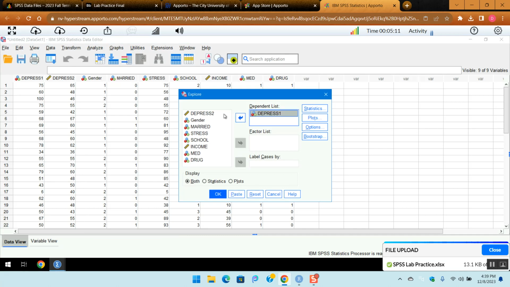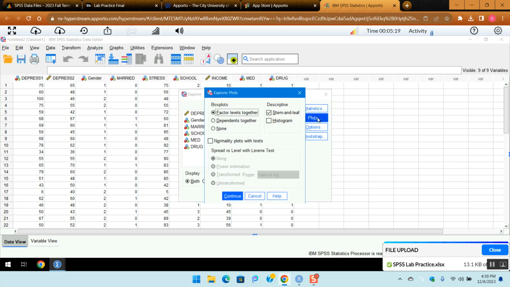And I'm going to just do these. I already have these means and standard deviations, so I'm just going to do plots. I don't want stem and leaf, I'll just do histogram. And I don't need box plots, so I'll say no box plots. I want histogram, not stem and leaf, and none of this other stuff.